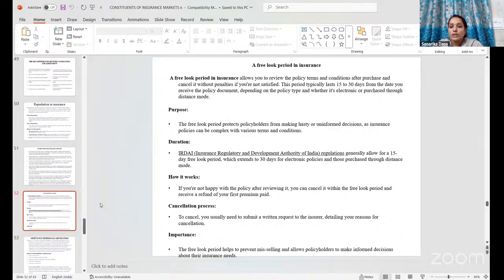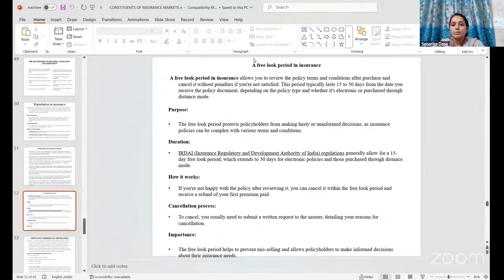A number of days will be given for every policyholder to review and verify. Then he can decide whether he wants to continue with the policy or whether he wants to drop the policy. That period we call the free look period.